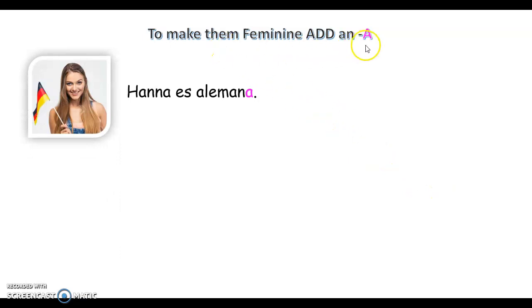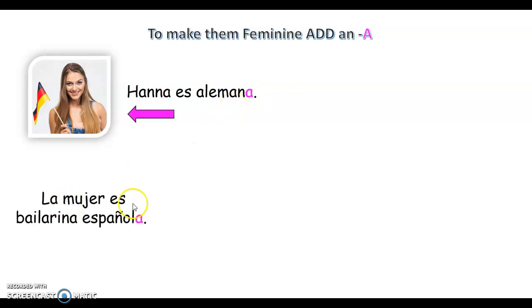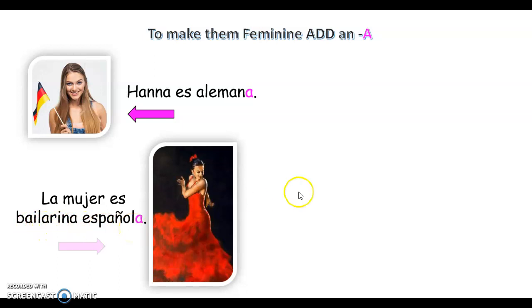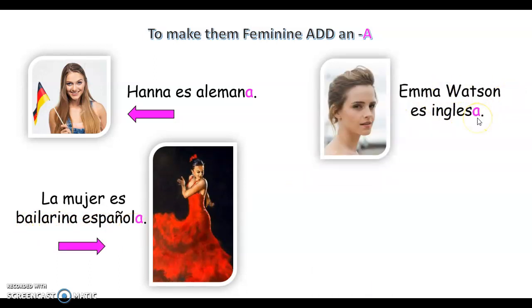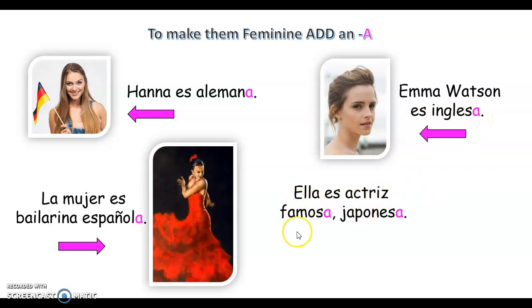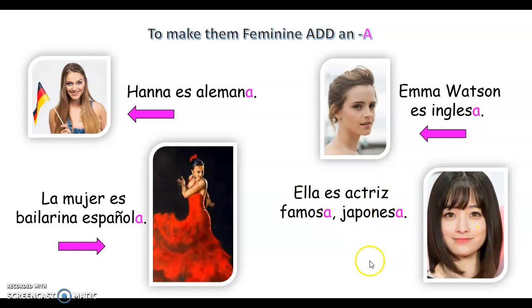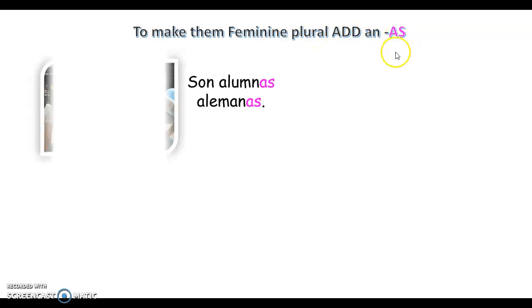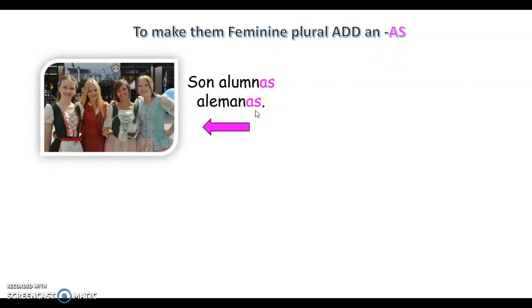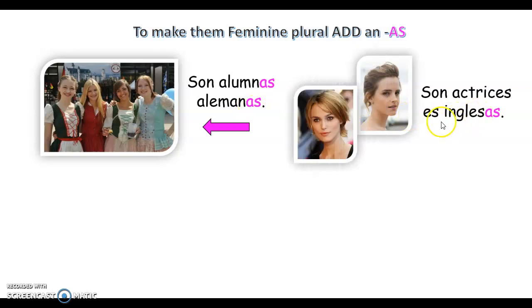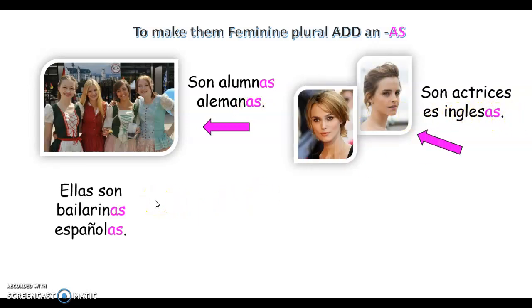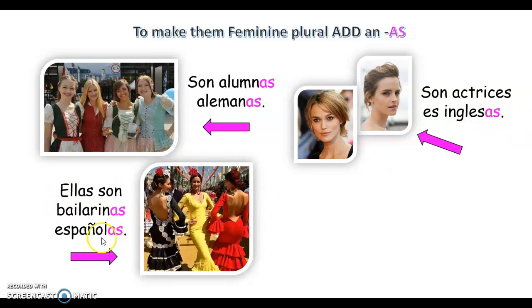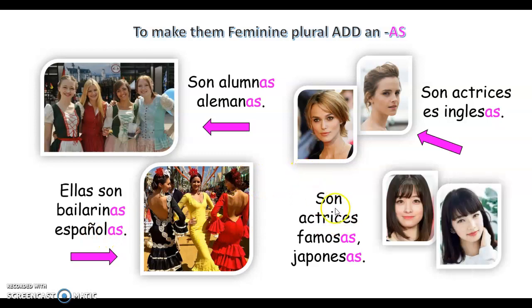To make it feminine, you add an A to the end. Alemán goes to alemana. Hannah es alemana. La mujer es bailarina española. Emma Watson es inglesa. Ella es actriz famosa japonesa. To make the feminine plural, you just add an AS. Son alumnas alemanas. Son actrices inglesas. Ellas son bailarinas españolas. Son actrices famosas japonesas.